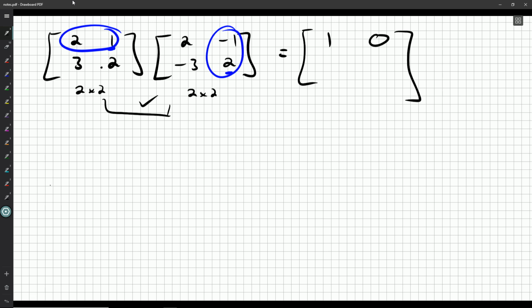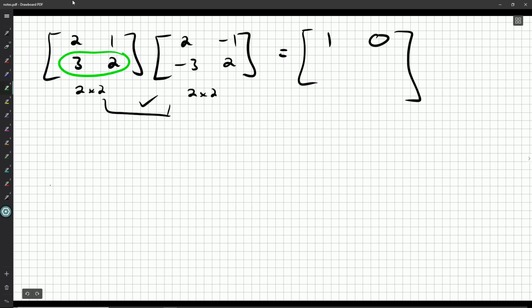This is looking great, but we can't just assume. We've got to go through everything. Move down to the second row, second column. 3 times 2 is 6, and 2 times -3 is -6. Add those together, we get 0. And then one last one to check. It should be a 1.